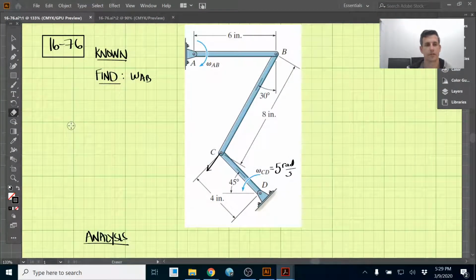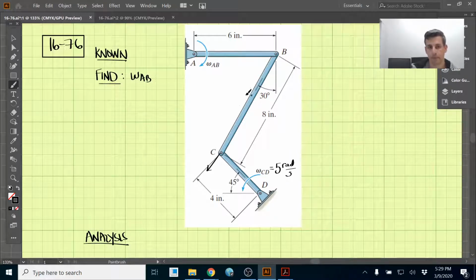So this is 1676 here, and we have this linkage set up, and we're going to try to look for this omega AB here, is what we're trying to find. And we know omega CD is 5 radians per second. Okay. So in non-vector notation, we know the velocity of B is just omega times 6.